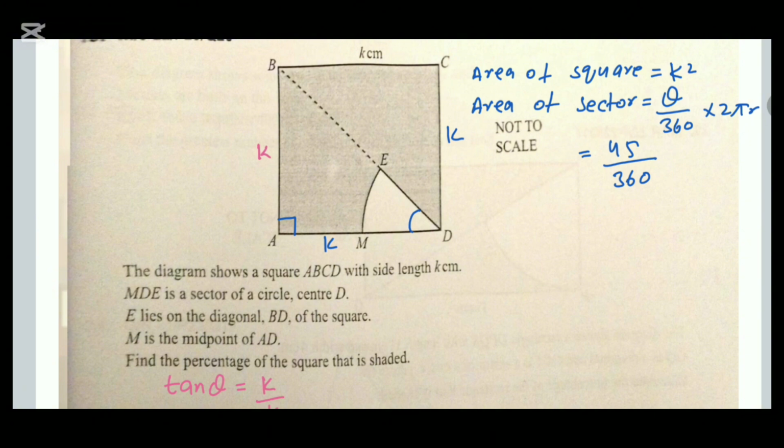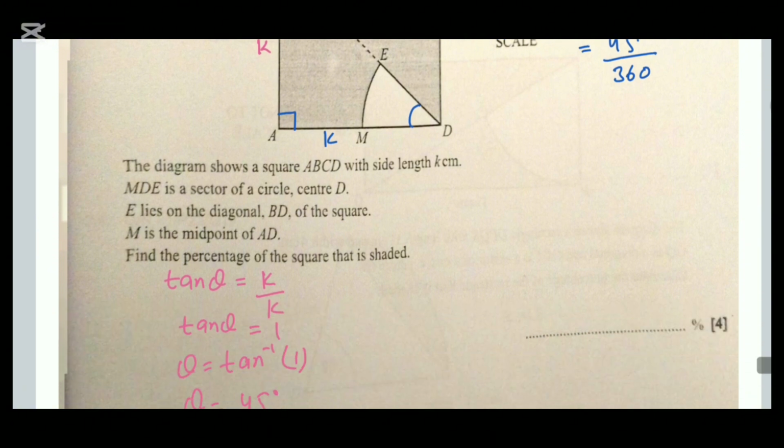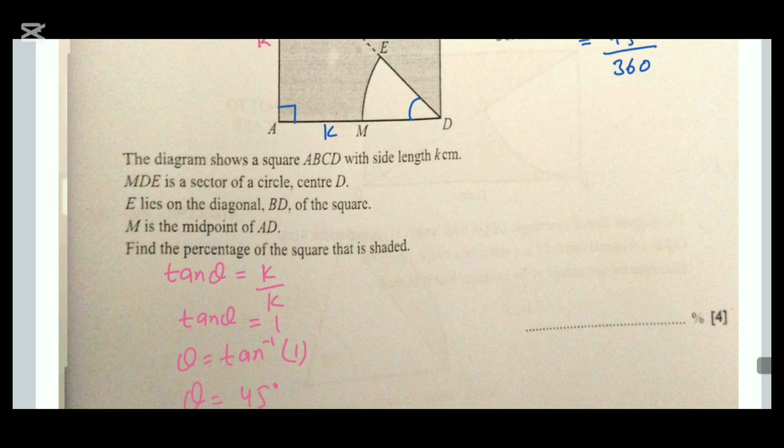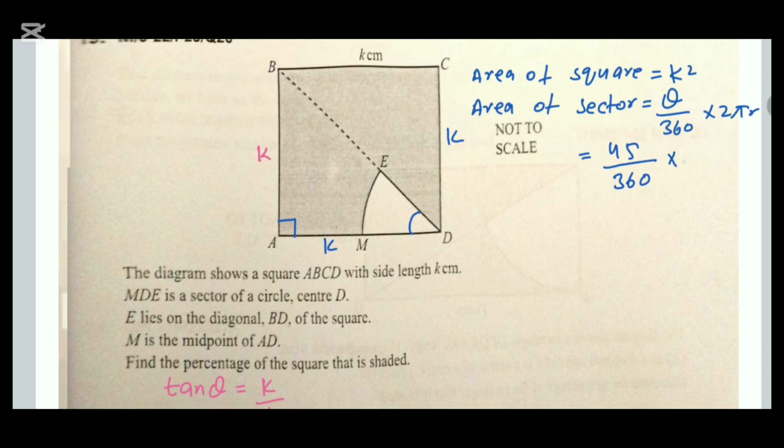So if the angle is not given to you, please remember you have to check how you can find that angle. Okay, multiply 2 pi r. What is r here?